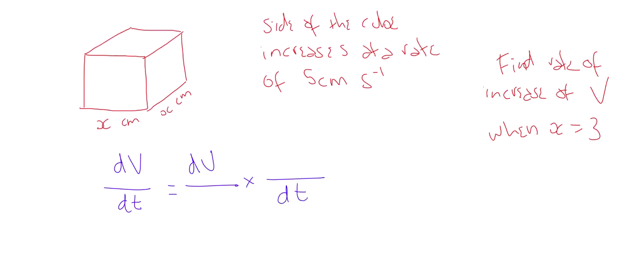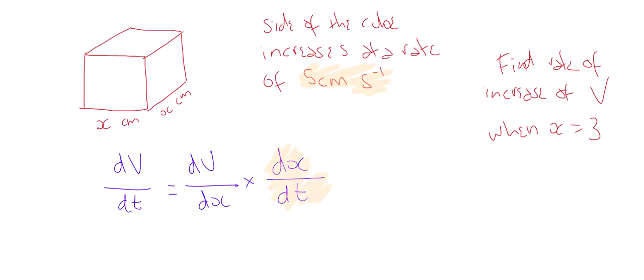What is my only other variable? dx, right? So this is going to be dx, this is going to be dx. What do I know? What is this information here? I'm going to highlight it. That is how much X increases by over time. So what part of the equation is that? It's this bit, right? So all we need to do is find dV dx.